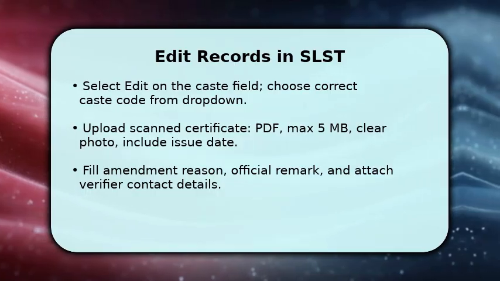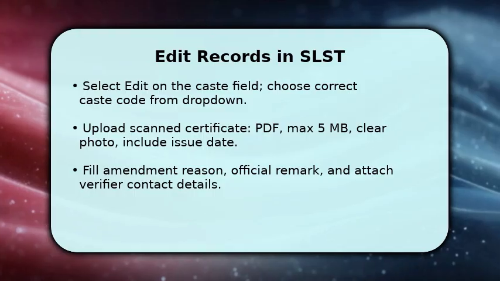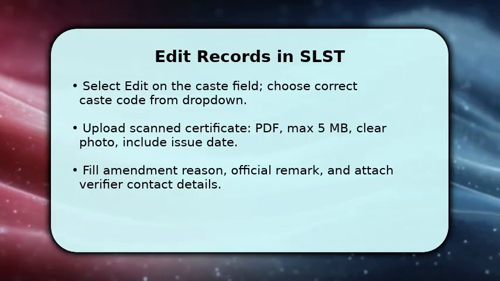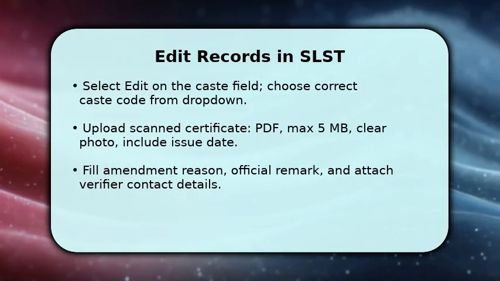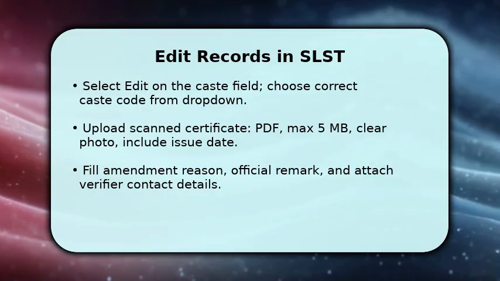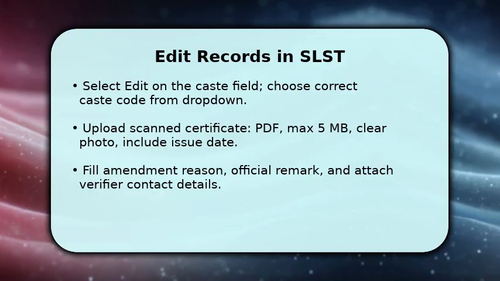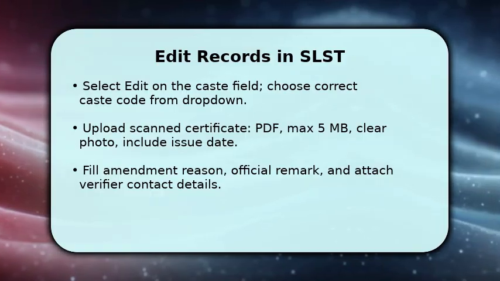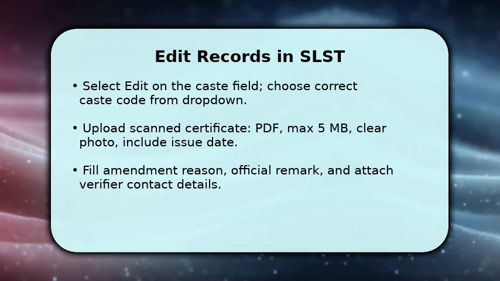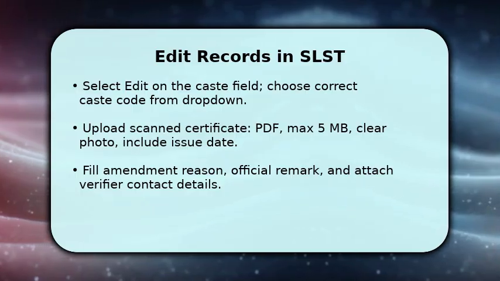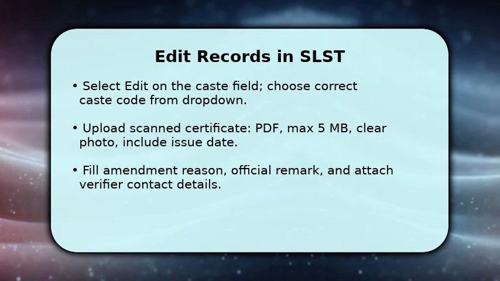After selection, upload the scanned Caste certificate as a clear PDF under 5 MB and confirm the issue and expiry dates are visible. Then, enter a concise amendment reason and add an official remark for auditors. Also supply verifier contact details so authorities can validate quickly and reduce delay.